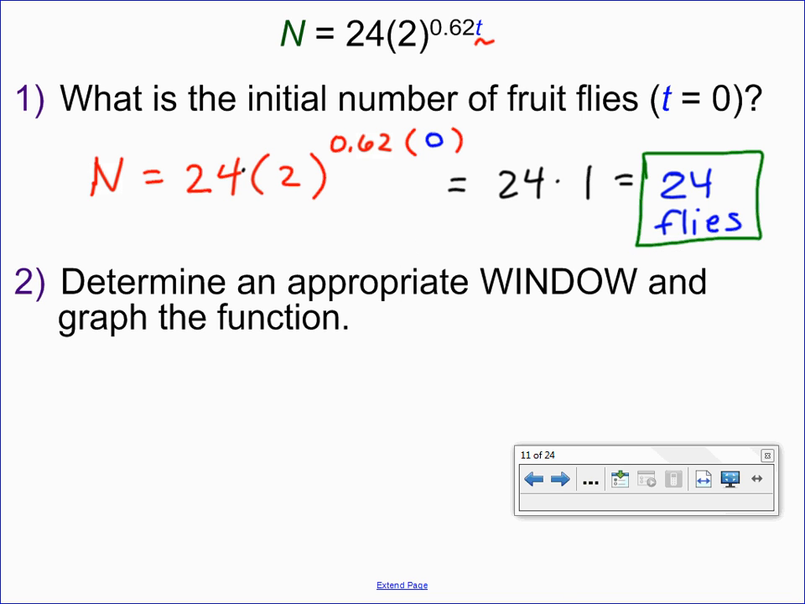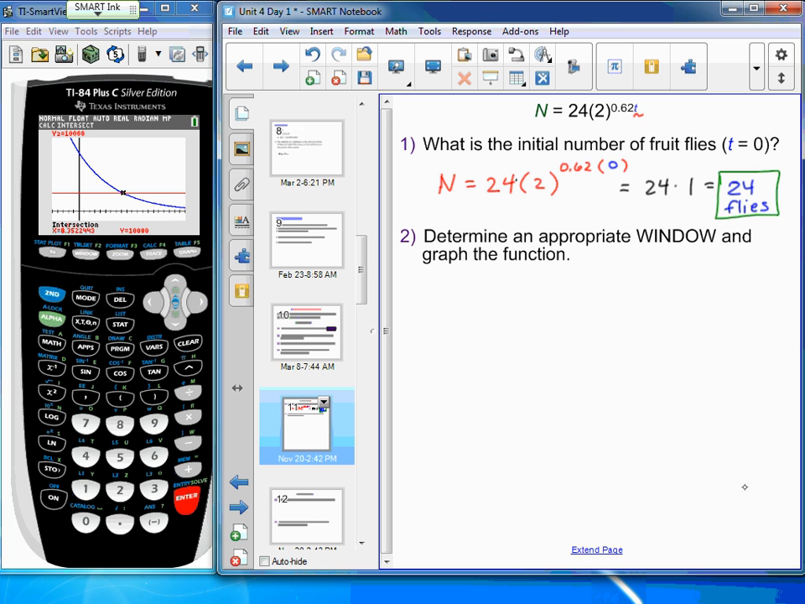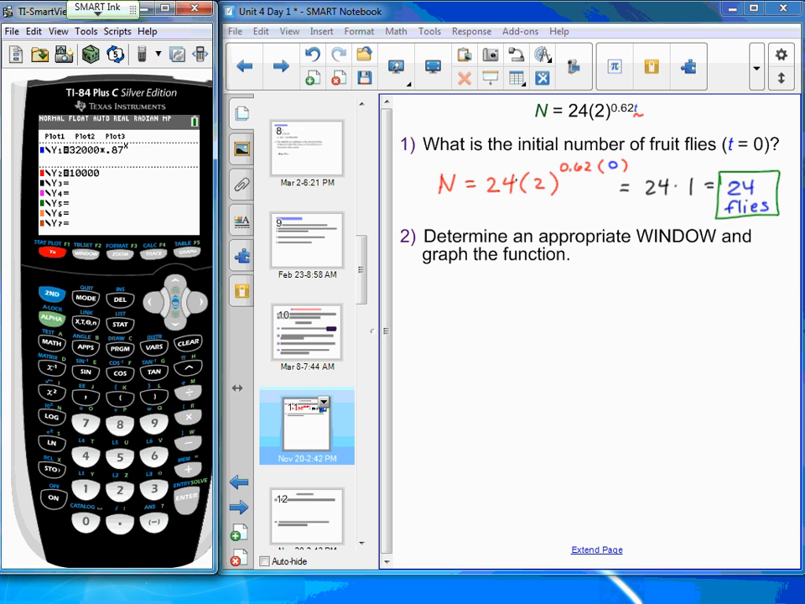Let's determine an appropriate window and then graph my function. So for this, we will need our grapher. We want to go to our y equals menu and clear out that old function. Everybody, please do that at this time. So we'll clear out our old functions.